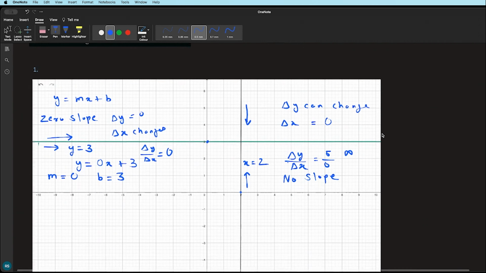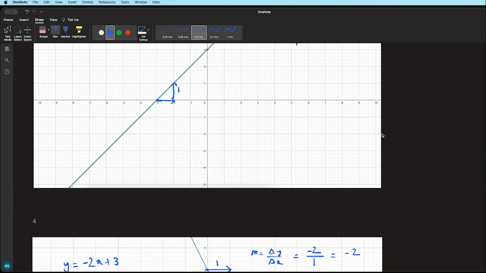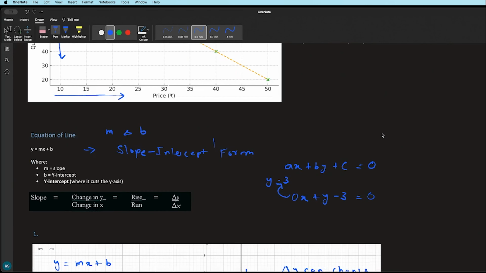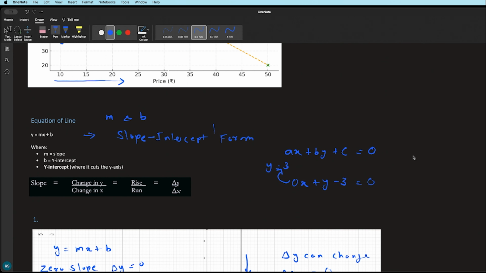If you want to see how this equation is written in 3D space, it is written the same way, and only the third variable is added. It is represented by ax plus by plus cz plus d equal to 0, where there will be a constant d. Yeah, that's it.